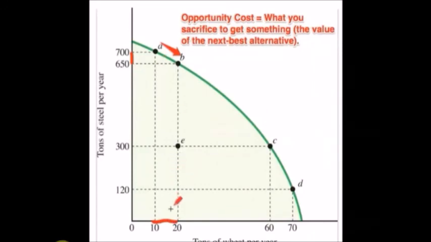So the opportunity cost of producing the additional wheat is how much steel you had to give up. Anytime we move down along the production possibilities curve, we're making a choice between the production of one good and the production of the other good. So the opportunity cost is represented by what is given up to get the additional amount.